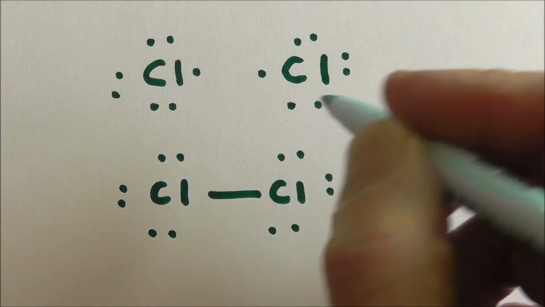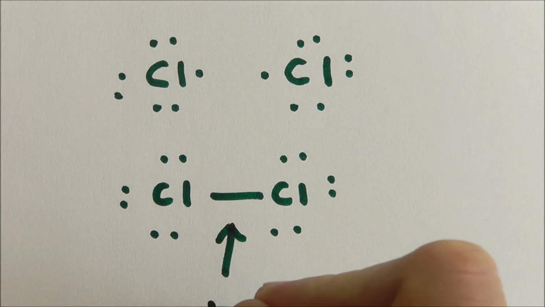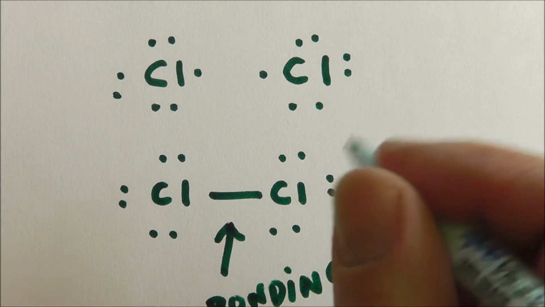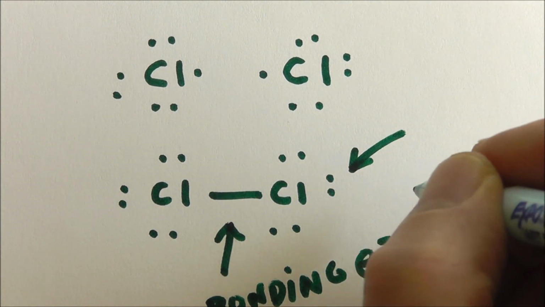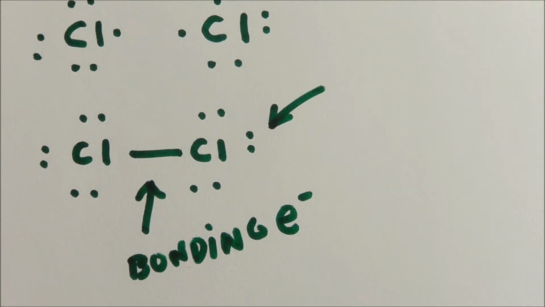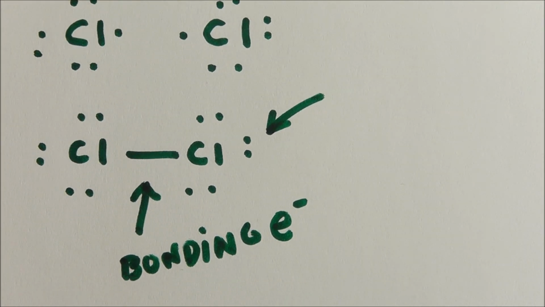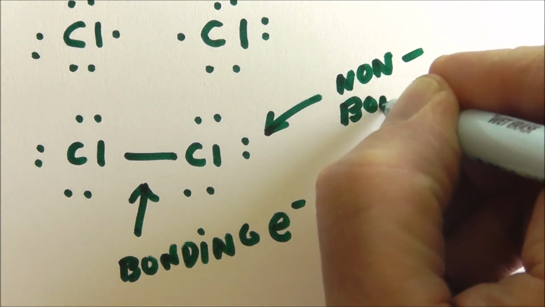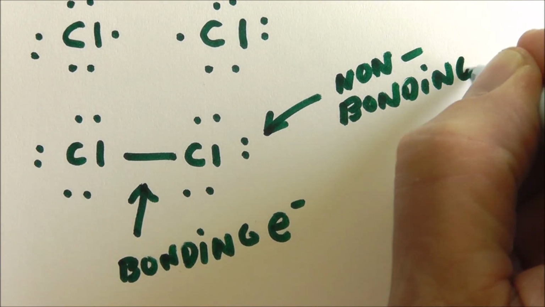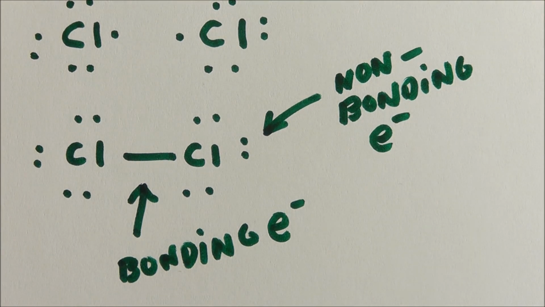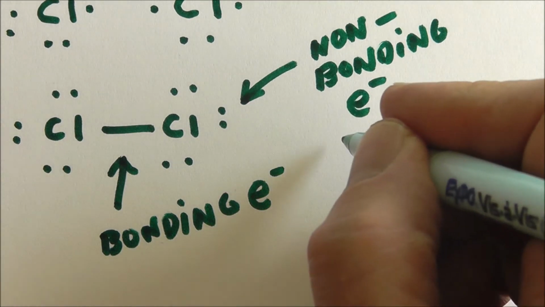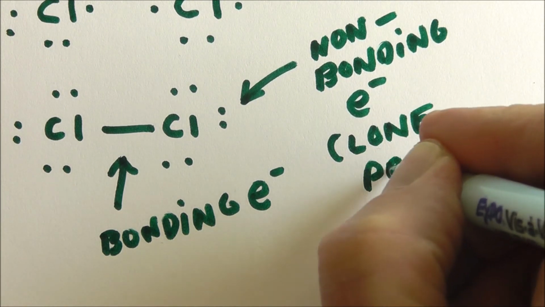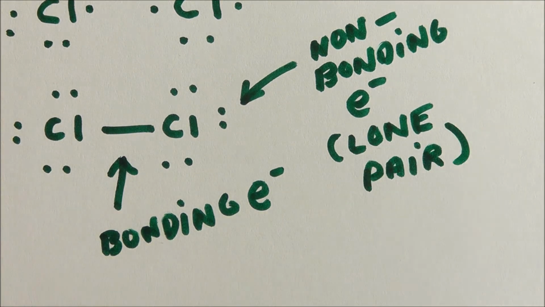So we have some nomenclature here. These are called bonding electrons, and these you can call non-bonding electrons, and a kind of cute slang for it is lone pair.